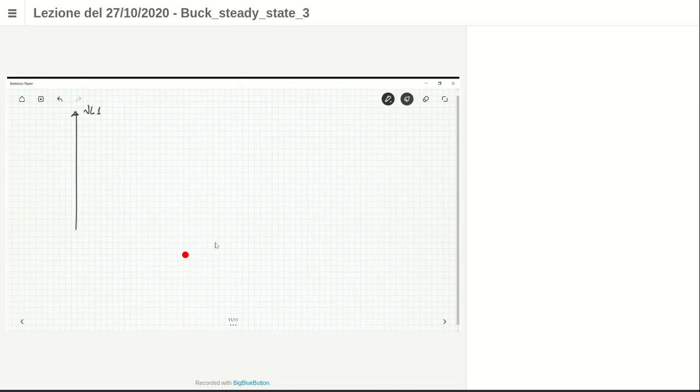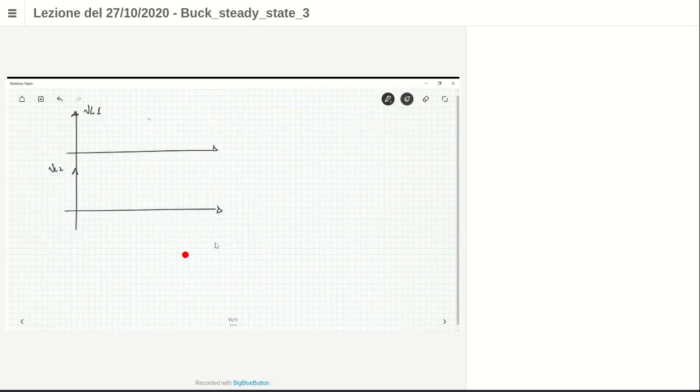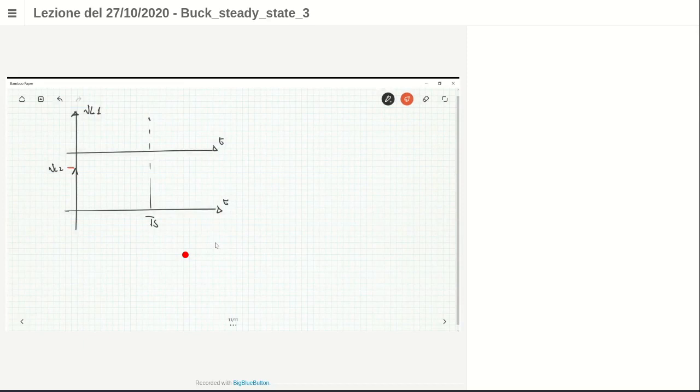Let's have a look at the inductance voltages, VL1, for example, and VL2. L1 and L2 are these two voltages. Supposing that this is my switching period, the first phase is to put the switch SW1 plus on. So if you have this duty cycle, for example, the inductance voltage is something like this.